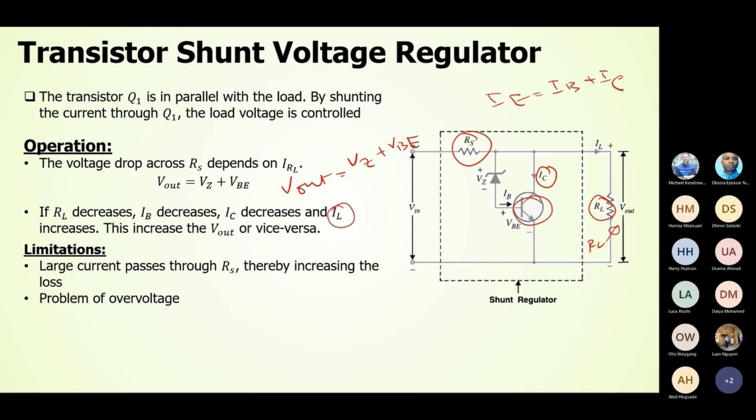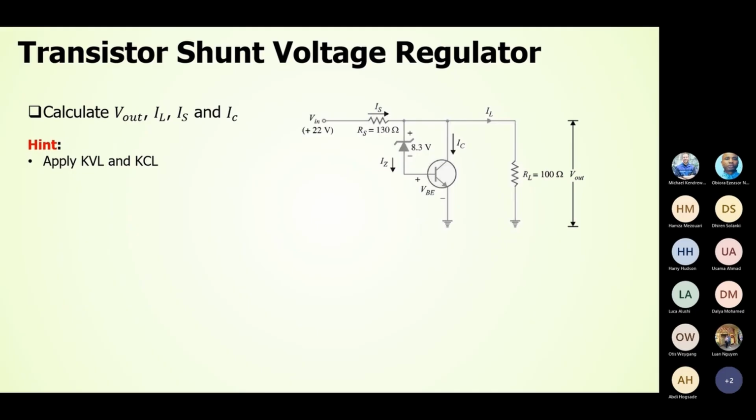Now similar to the other topology, this one also has some limitations. Firstly, large current will pass through RS, the series resistor. So all the current will pass through RS. If you are operating it at a heavy load condition, this circuit will have low efficiency. And this circuit may also have a potential over voltage condition.